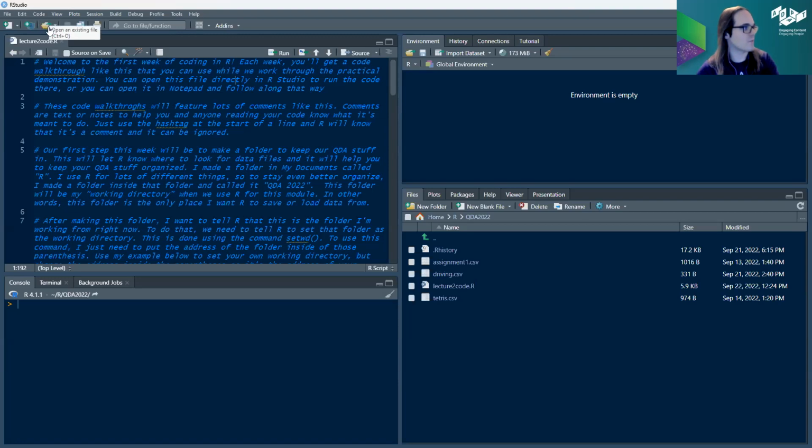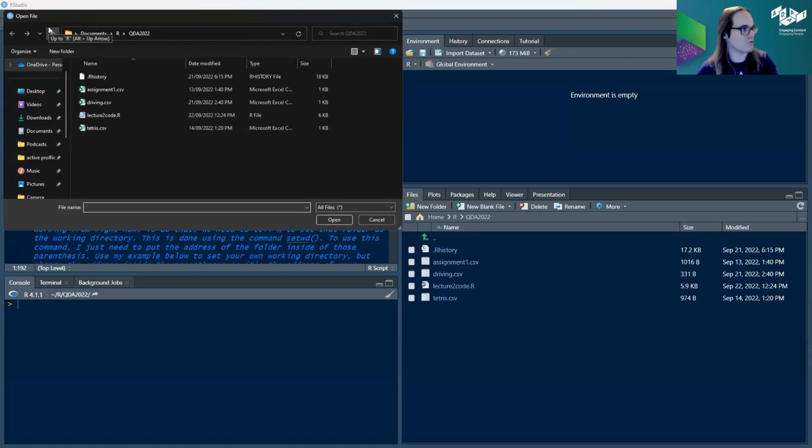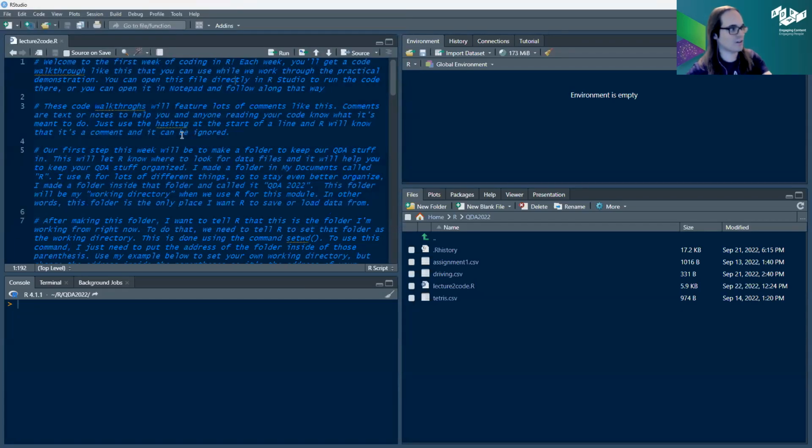So the first thing we might want to do is open that lecture2code.r file. I have this pleasantly named folder called QDA 2022 inside my folder called R. So I can open up this lecture2code.r, and that'll help me read the instructions and see all of the code right here in the script window. So we'll give you a little tour of R.